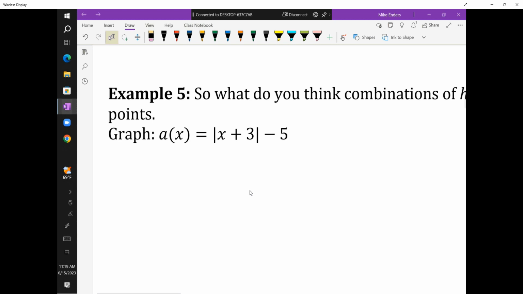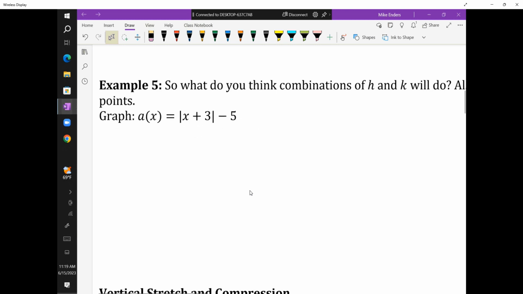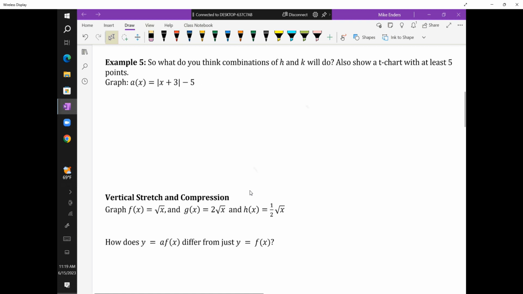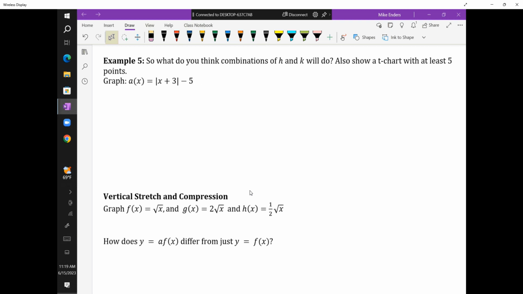Let's take a look at another example. What if we do combinations? Let's squeeze this back in here all the way. There we go. So what do you think combinations of H and K will do?